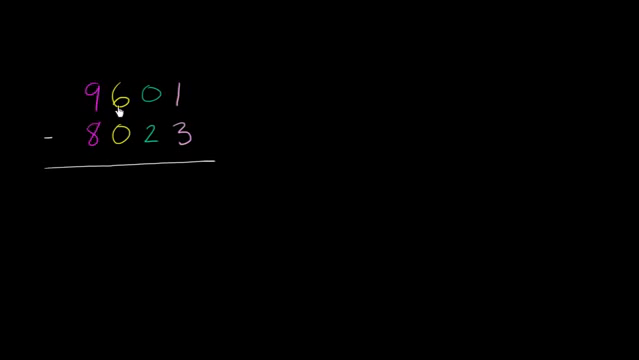We've got 9,601 minus 8,023. And immediately when we try to start subtracting in our ones place, we have a problem. This 3 is larger than this 1. And we also have that problem in the tens place. This 2 is larger than this 0. So we're going to have to do some type of borrowing or regrouping.